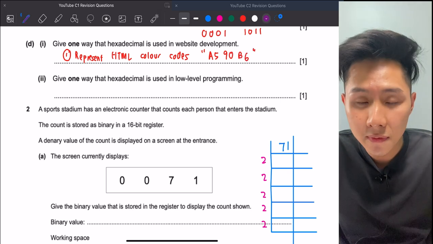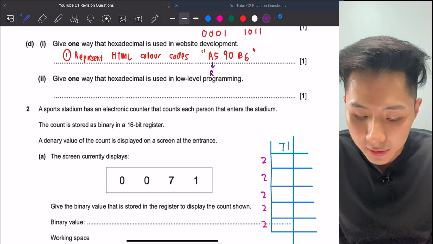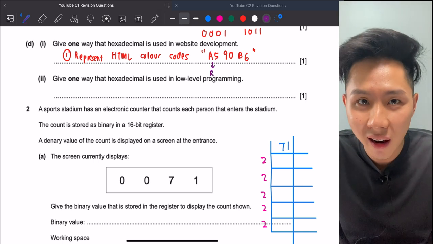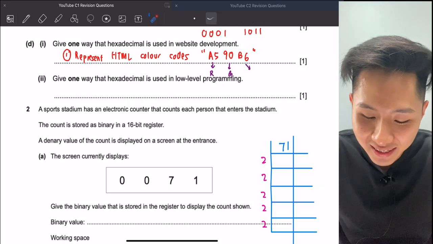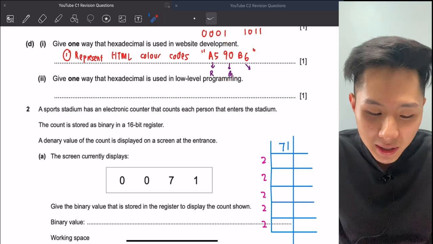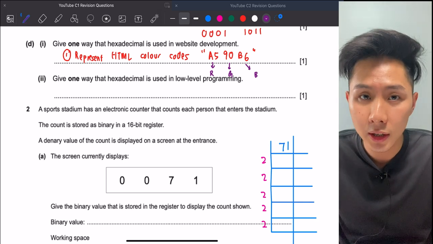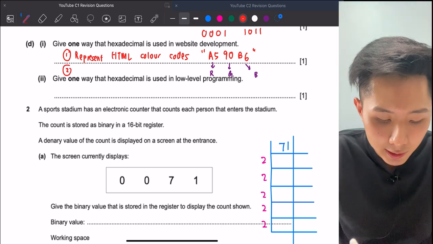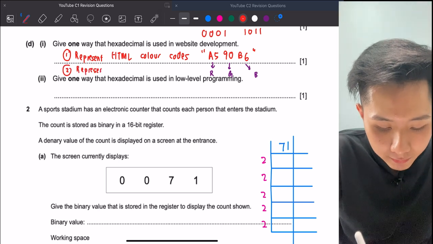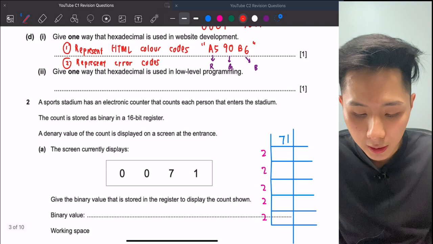So just for your information, there's a system called the RGB system. So A5 is the value to determine how red your color is. And 90 here represents how green you want the image to be. And lastly, blue, how blue you want it to be. When we mix all these colors up, we get a unique color. And the second answer, you can write just either one, is to represent error codes. All right, so that's it.